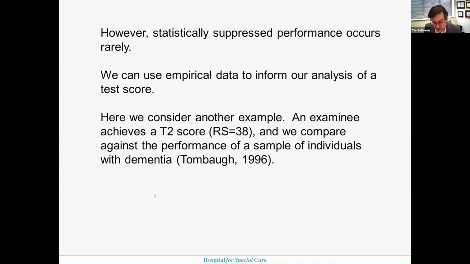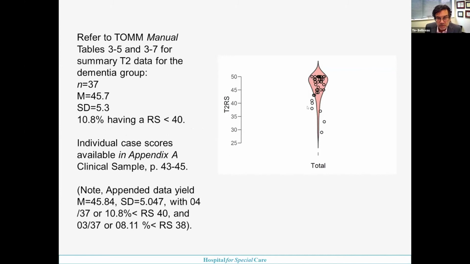Another thing we can do is use some empirical data to inform our analysis of the meaning of a test score. So what we've done here is we've looked in the TOM manual, and in the appendix we find a small sample, but helpful, of a dementia sample of individuals with dementia on trial two of the TOM. And I've represented that here with this violin plot.